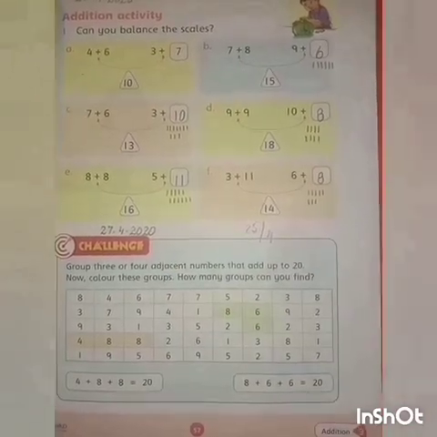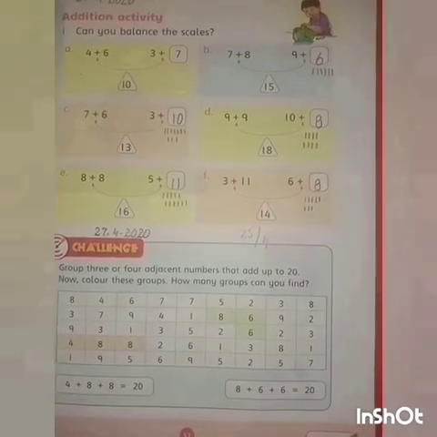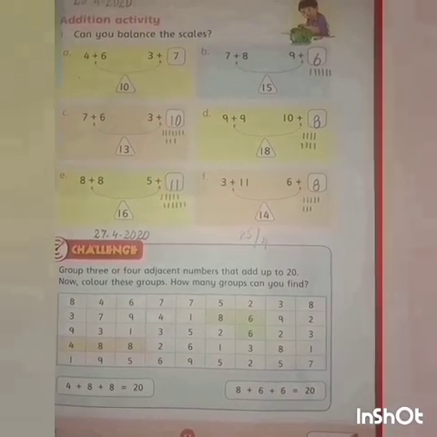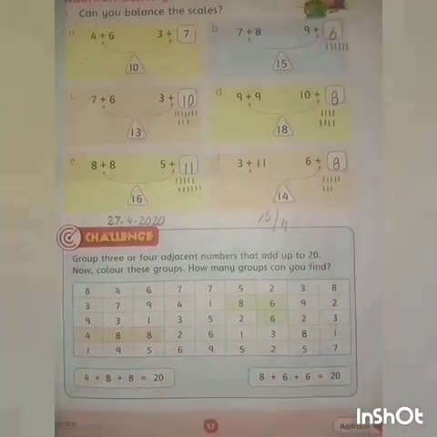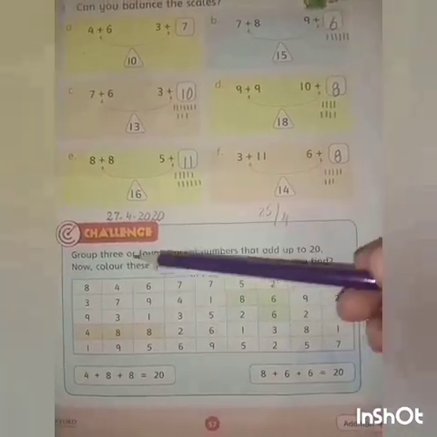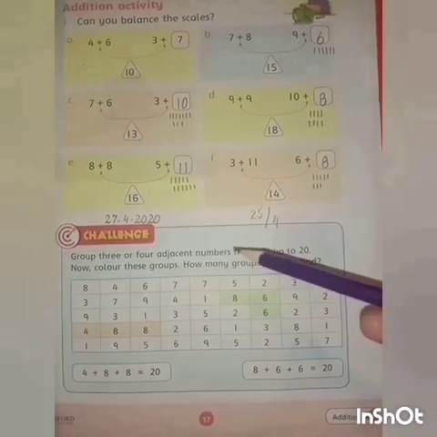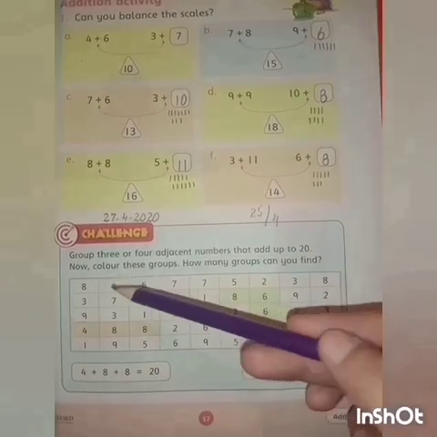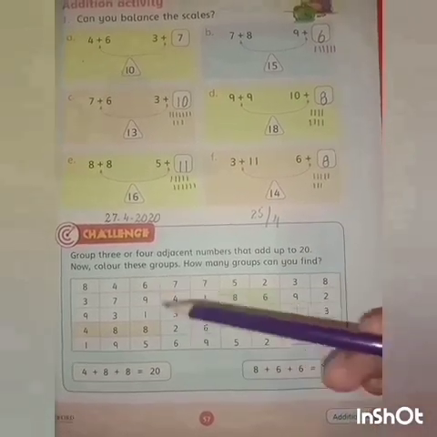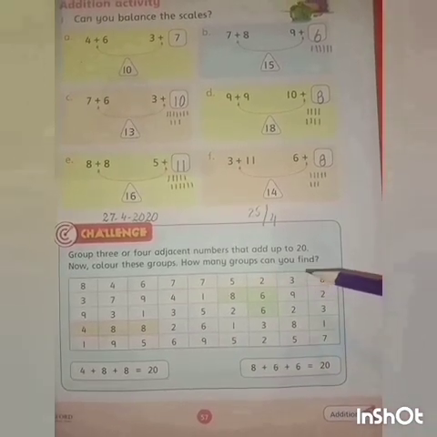Students, do you know what is meant by a challenge? Let me tell you, students, it's a call to prove or justify something. Students, it's a little bit of assessment. Let's read the statement. Group 3 or 4 adjacent numbers that add up to 20. Now color these groups. How many groups can you find?